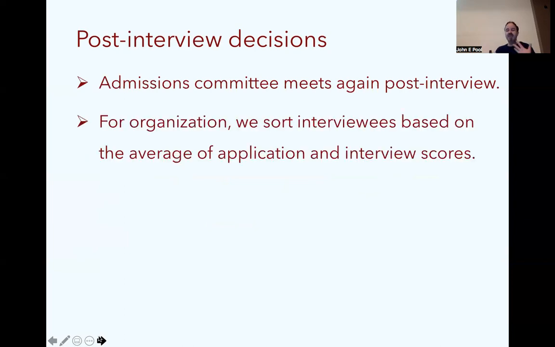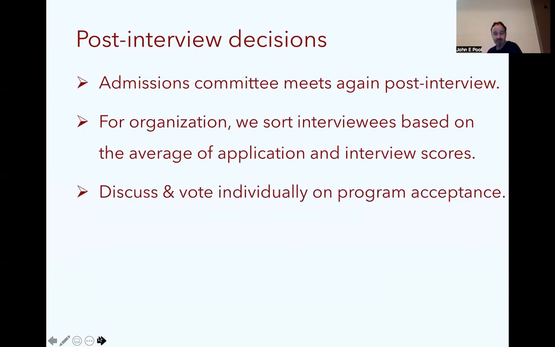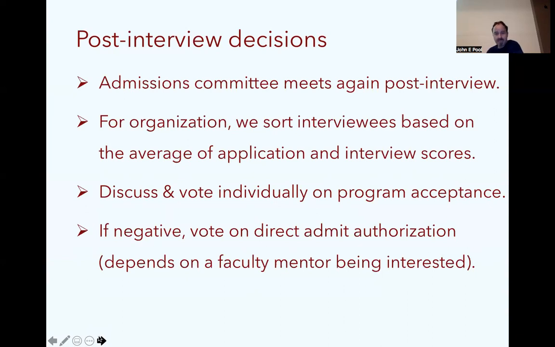And again, we sort the applicants based on their scores, but this time they have both application scores and interview scores. As an organizational tool for our meetings, we initially sort them based on the average of their application and interview scores. Then we discuss them individually and vote on whether to accept them, again with strong consideration of how many we're looking for.